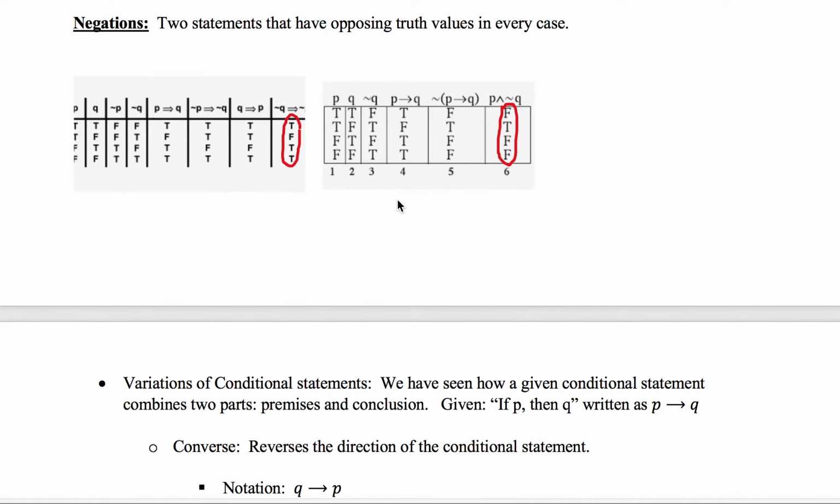A truth table that is called a negation has exactly opposite truth values in every case. So for example, this one at the very end on the left, the last values are TFTT. And on the one on the right, the last values are exactly the opposites in every case. So FT, FF. Those are 2 statements that are called negations.